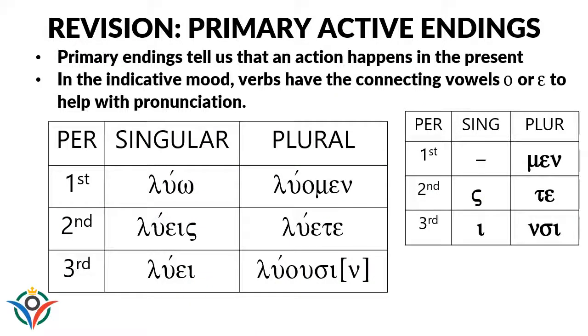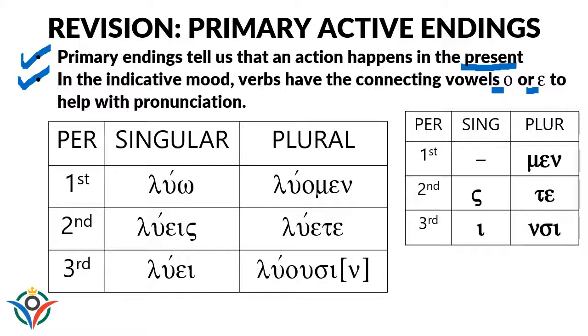So up until this point of the course, we have only been dealing with primary endings. So just to remind you, primary endings tell us that an action happens in the present. All right, so we only use primary endings for actions that take place in the present time. And because we've been dealing with the indicative mood and will continue using the indicative mood, I also want to remind you that we have connecting vowels, specifically omicron or epsilon, and they help us with pronunciation of the verbs.